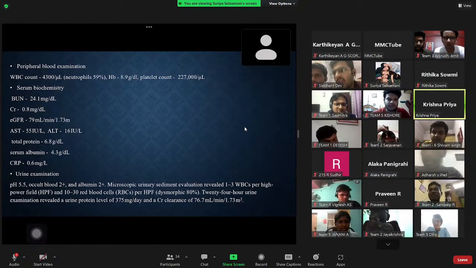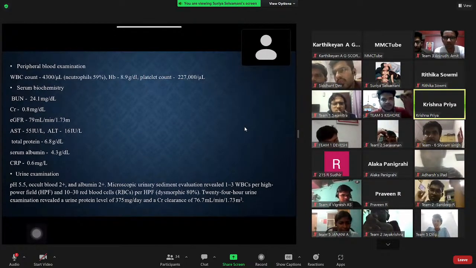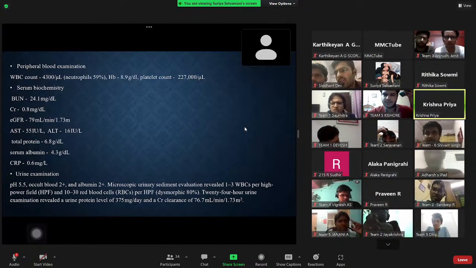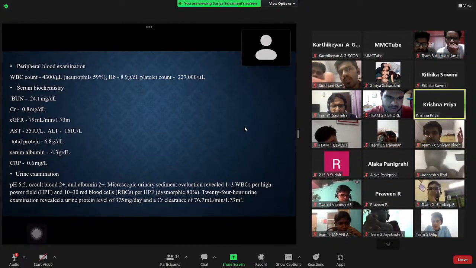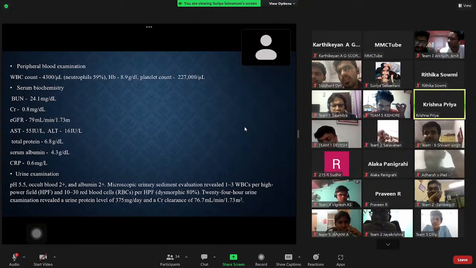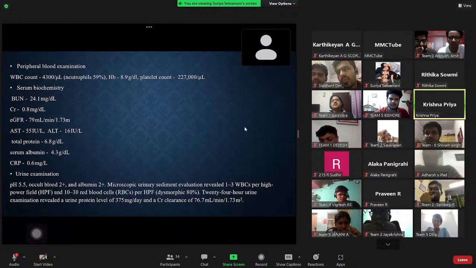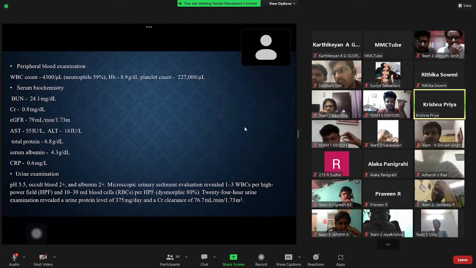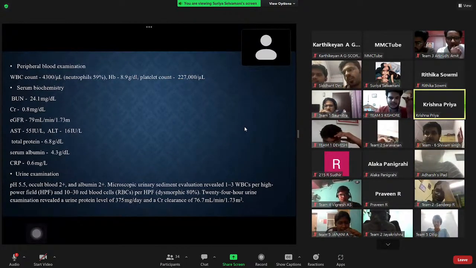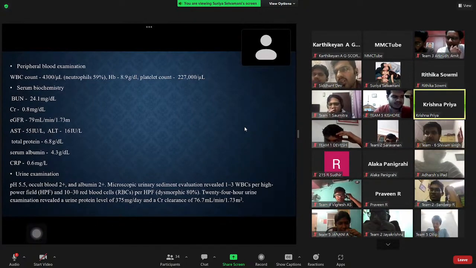Peripheral blood examination showed WBC count of 4,300 per microliter, hemoglobin level of 8.9 gram per deciliter, and platelet count of 227,000 per microliter. Serum biochemistry showed blood urea nitrogen of 24.1 milligram per deciliter, creatinine of 0.8 milligram per deciliter, estimated GFR of 79 ml per minute per 1.73 square meters, AST of 55 international units per liter, ALT 16 international units per liter, total protein 6.8 gram per deciliter, serum albumin 4.3 gram per deciliter, and CRP 0.6 milligram per deciliter. Urine examination showed hematuria and proteinuria.